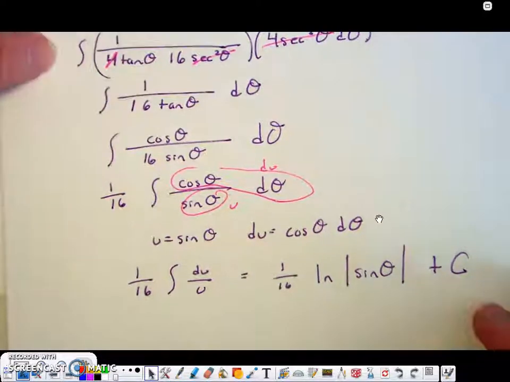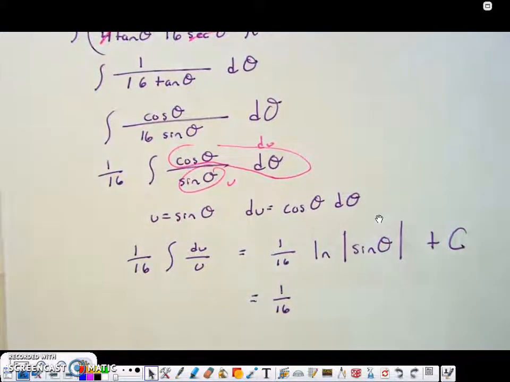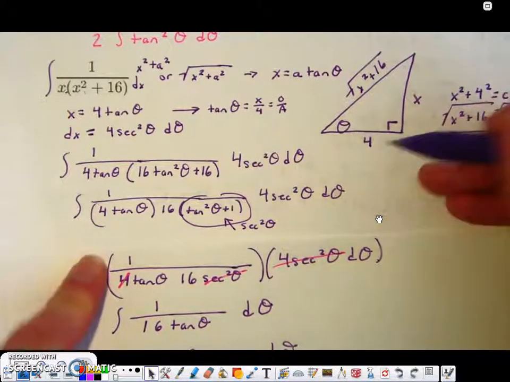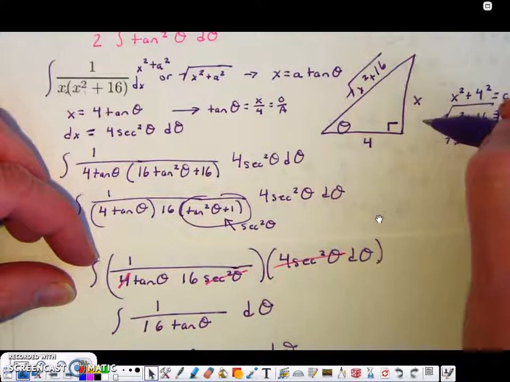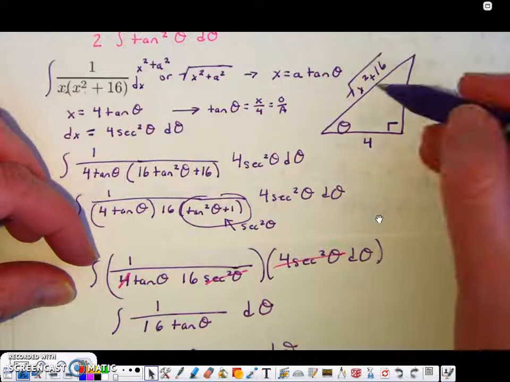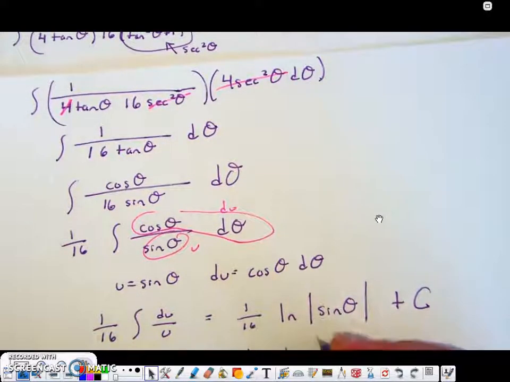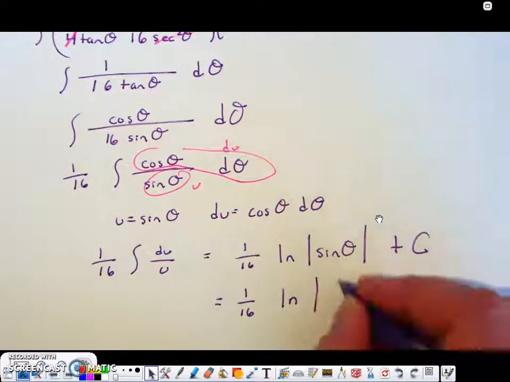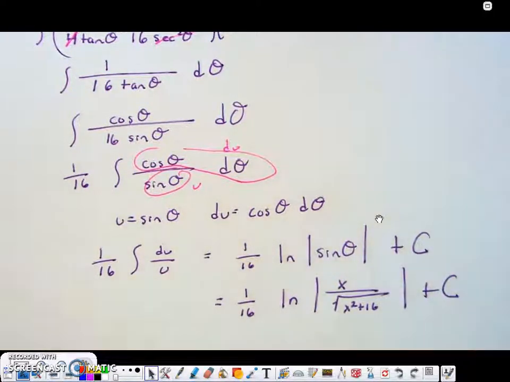So that's why we drew the triangle, because we have our answer, and it's beautiful, but it's in theta. We've got to go back and put it in terms of x, because that's what our problem started with. So all you have to do is go back to your triangle, and the sine of theta is a ratio of which two sides? Yeah, so the sine of our angle is x over the square root of x squared plus 16. So we'll just put that in, plus c, and we have completed the problem.